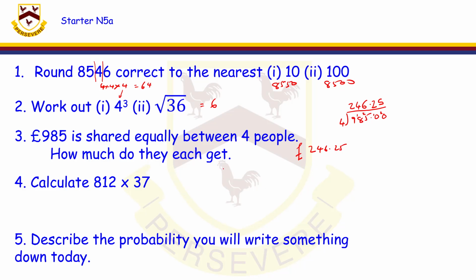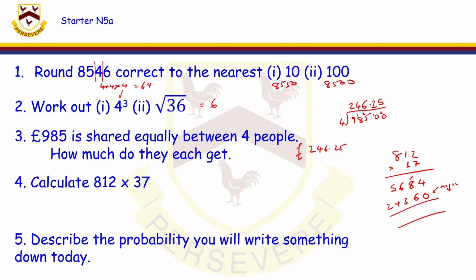Question 4 is a straightforward long multiplication. 812 times 37. So set it out as a column multiplication. 7 times 2 is 14. 4 carry the 1. 7 times 1 is 7 plus the 1 is 8. Cross that one out. And 7 times 8 is 56. Magic 0 here, because we're multiplying by 10 now. 3 times 2 is 6, 3 times 1 is 3, and 3 times 8 is 24.